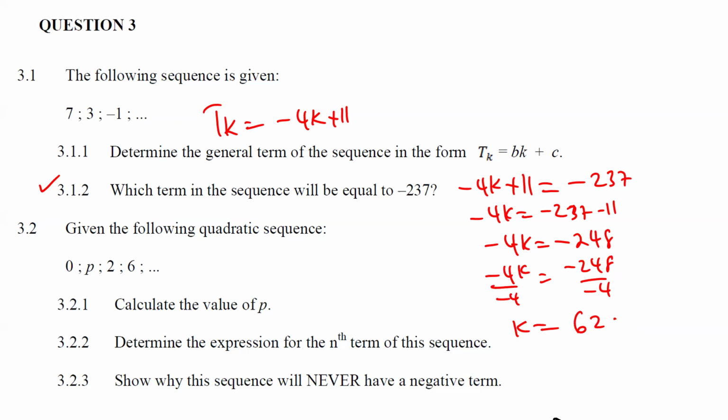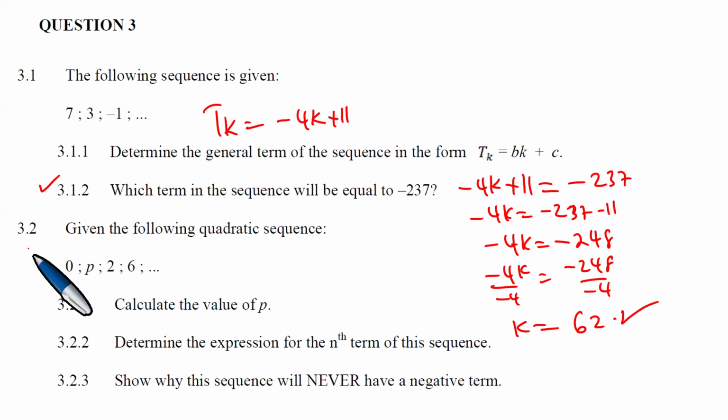That is the answer to 3.1.2, but what is the question here? What do we do? Next question. So in other words, which term in the sequence will be equal to this? The term is going to be the 62nd term.